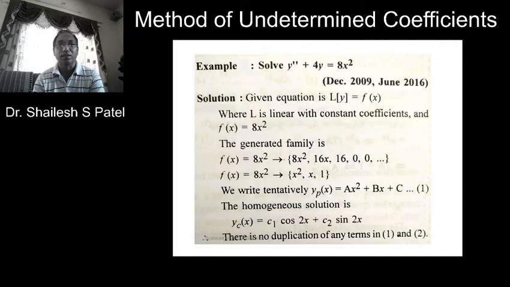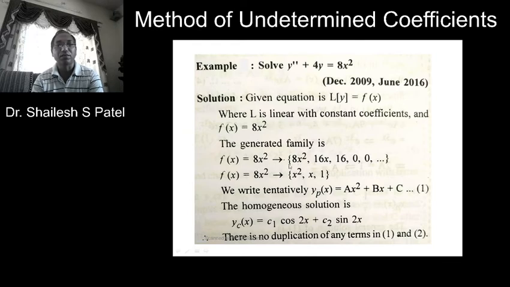Let us see another example. Here you can see y double dash plus 4y equal to 8x square. So the given equation is in the linear form, that means L of y equal to f(x), and f(x) equal to 8x square. Now we find out its generated quantity. The process is very common. First find out the generated quantity.